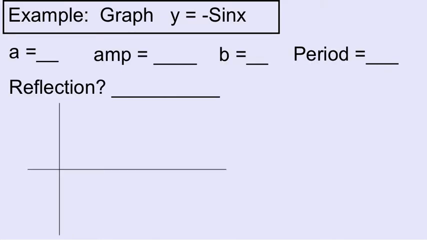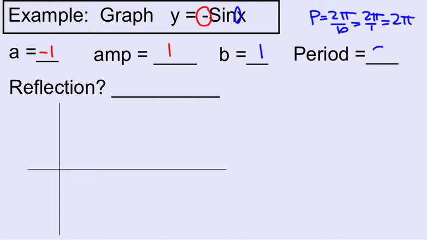All right, let's graph this one. So here is my A, and my A is a -1. My amplitude is the absolute value of A, which is 1. My B value is 1. So to find my period, it's 2 pi over B, 2 pi over 1 is 2 pi. So it's the same as its parent function.